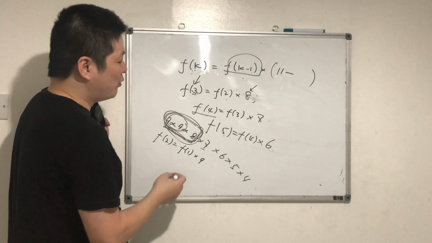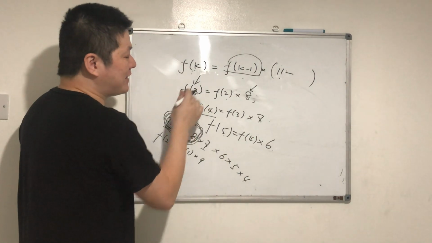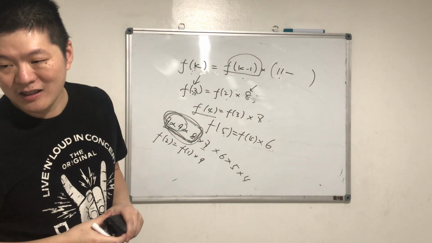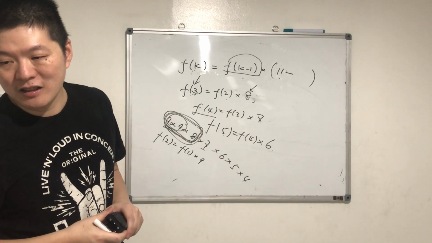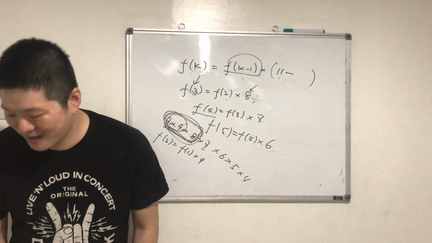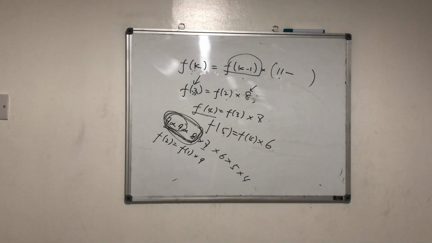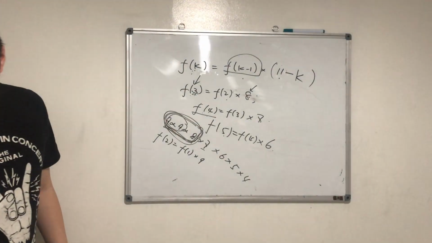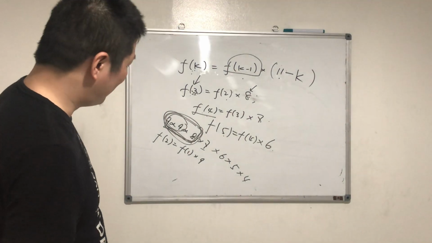Two numbers added to 11. One is k. The other one is what? Come on! Two numbers added to 11. One is k. The other one is what? No, 11 minus k. Yes, 11 minus k. Come on. What takes you so long?